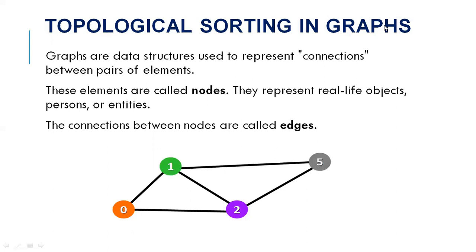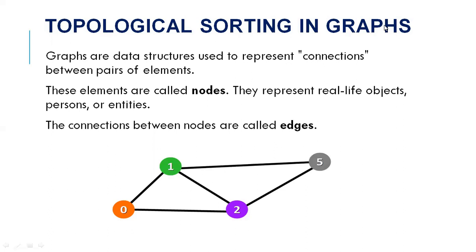Before going inside topological sorting, first of all, we should know what a graph is. Graphs are data structures used to represent connections between pairs of elements. Here, the elements are called nodes. They may also be called vertices.